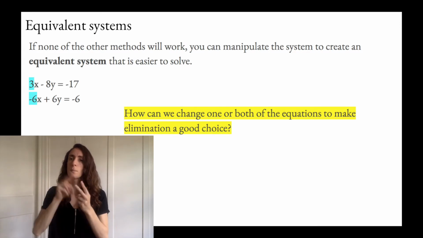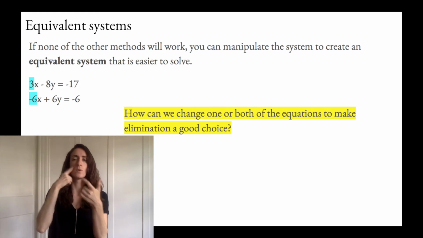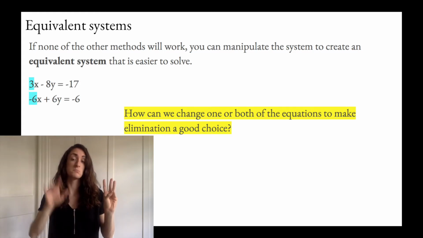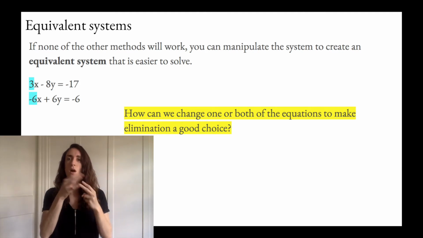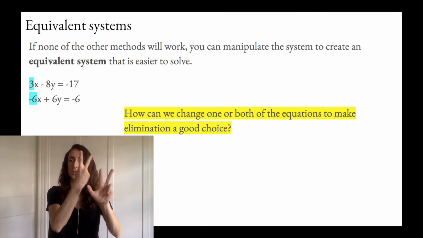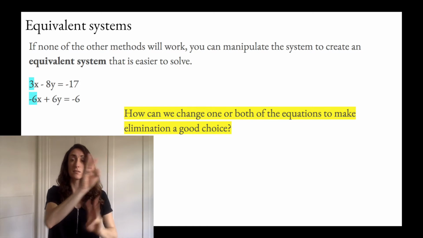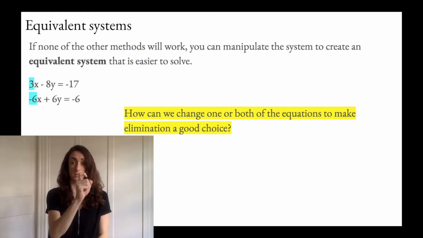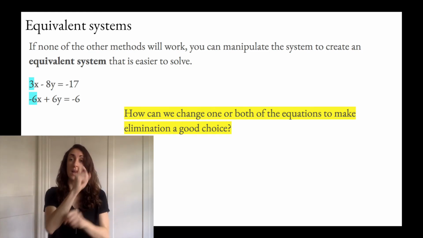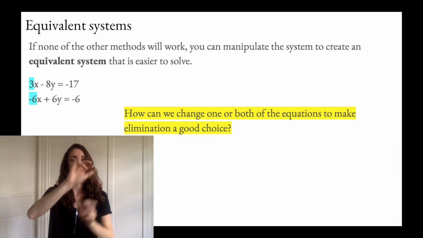So let's think about which pair might be easier to manipulate and make it work for the elimination method, 3 and 6 or 8 and 6. 3 and 6 is the better option because 3 times 2 will become 6. 8 and 6, we'd have to work a little harder to find a common multiple. It's not impossible, but we'd have to work a little harder. So let's focus on the x terms. So we want the coefficients on both x terms to be the same or opposites.